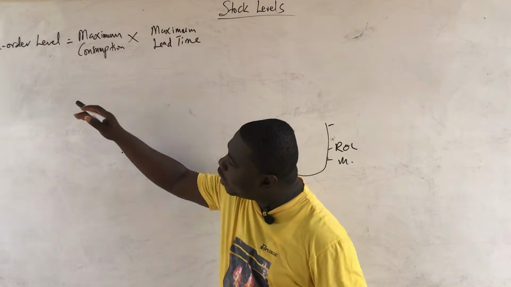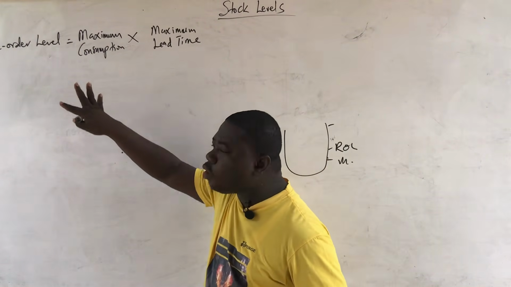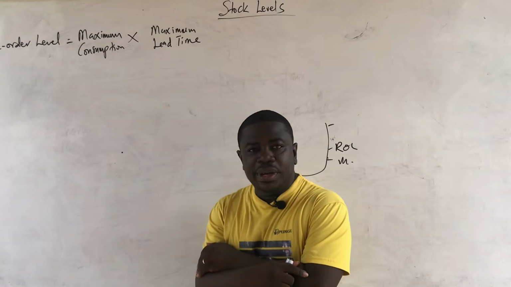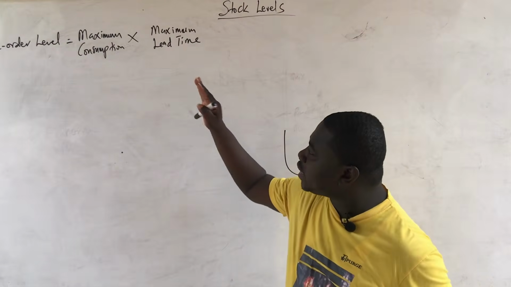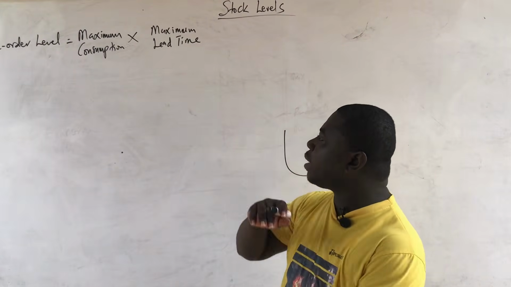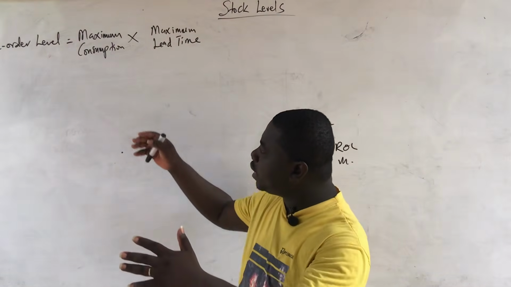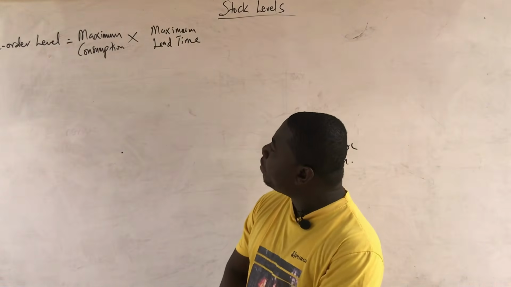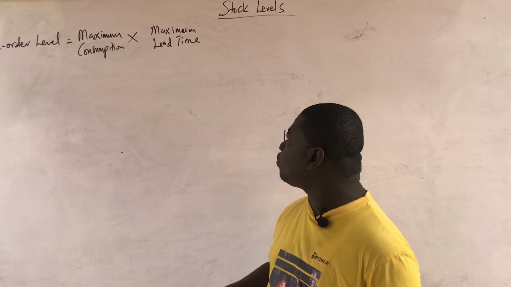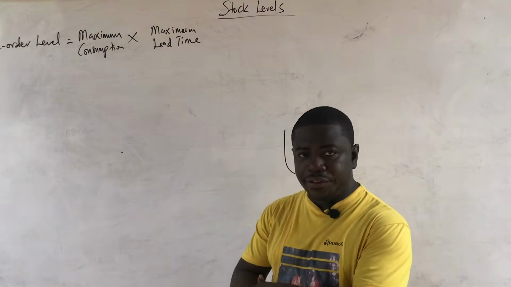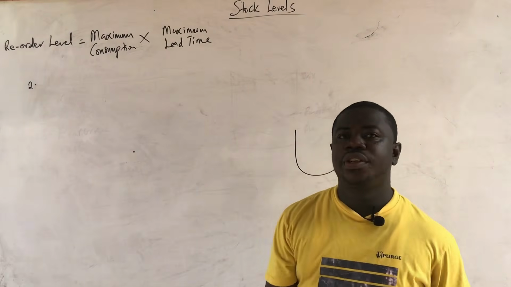And that is why the formula for reorder level is your maximum consumption multiplied by your maximum lead time. Or you can say maximum usage times maximum reorder period. That is the meaning of the formula. So this is the first formula, the reorder level, which is your maximum consumption times your maximum lead time. We're actually going to solve a question after I give you the formulas.